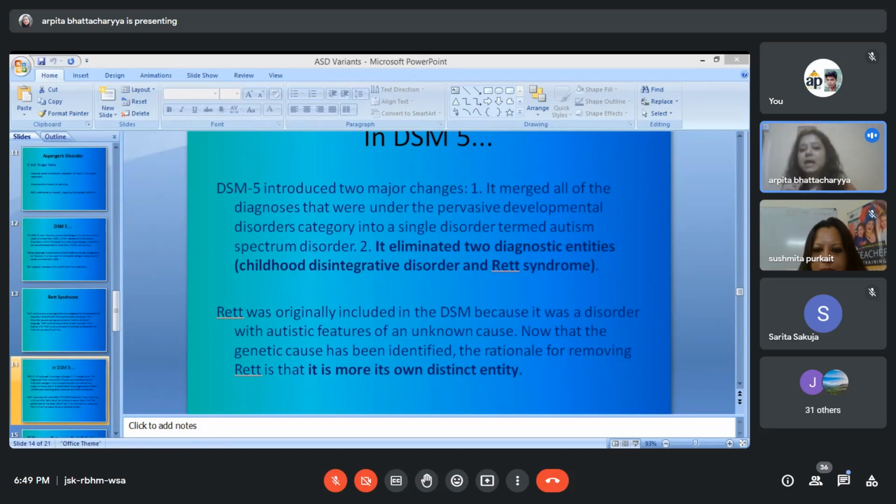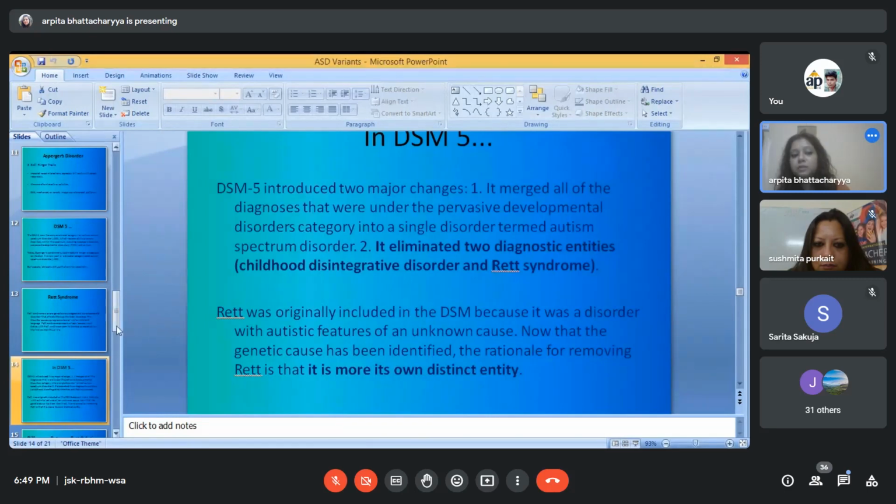What was happening is that the umbrella we had in DSM-4, all the conditions had this common factor: none of their causes was known. It was unknown. Though vigorous scientific research is going on, it is still unknown even today. But Rett's cause, we know it now. Rett's has a definite, defined cause.